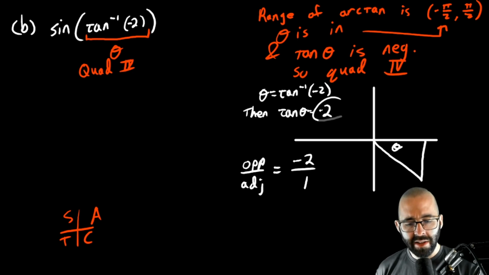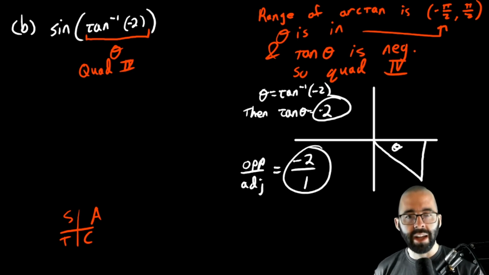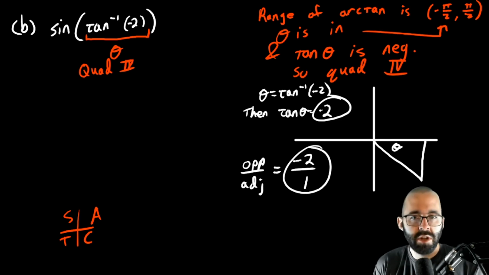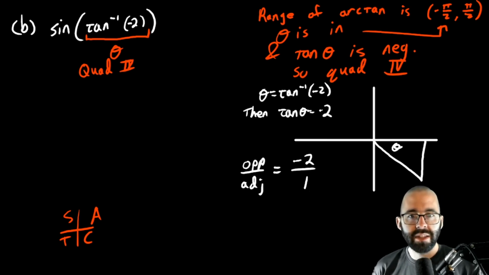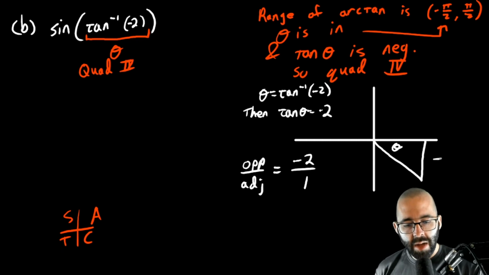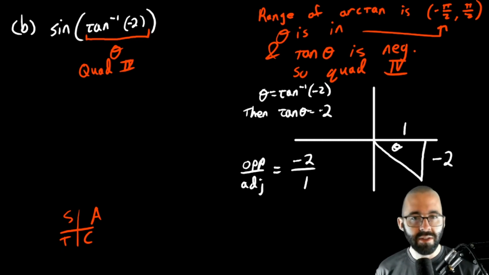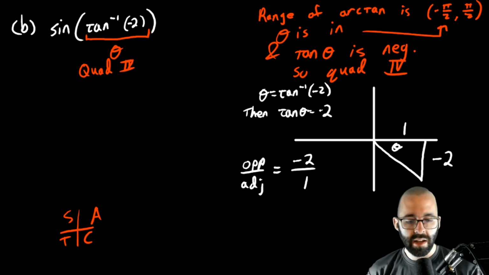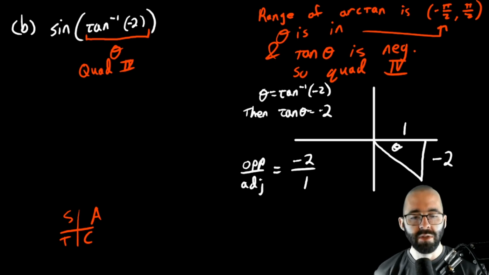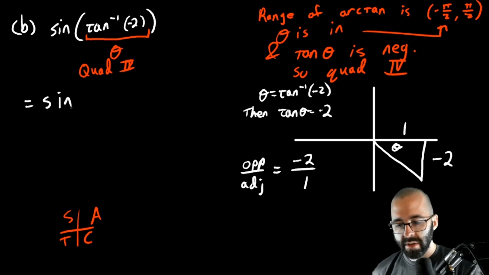If I want, I can write -2 like this, right? Just to show that it is a ratio. -2 is the same as -2 divided by 1, so let's do that. So the opposite over the adjacent is -2 over 1. Right? And we can think about this as a -2 if we think about this as the y-coordinate, right? We're going down. It's going to have a negative y-coordinate. And what we want to do is find the sine of this angle.